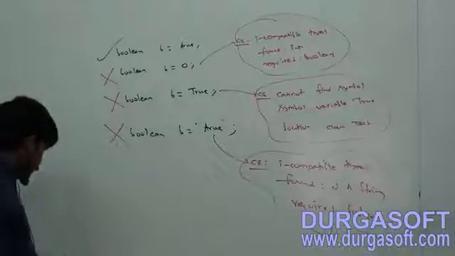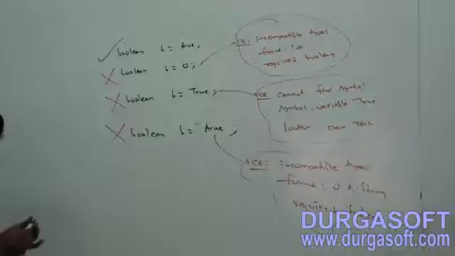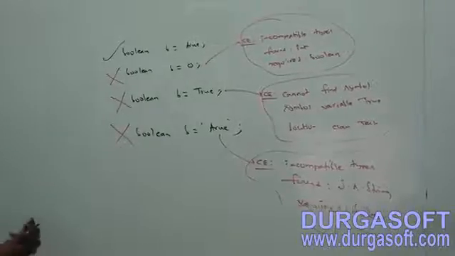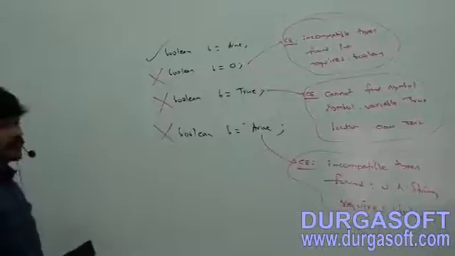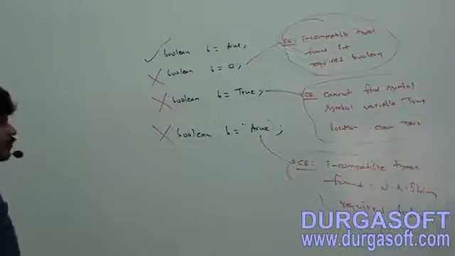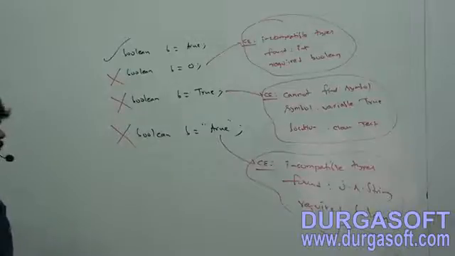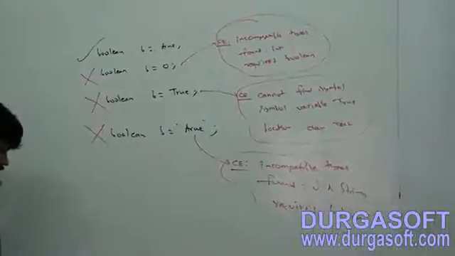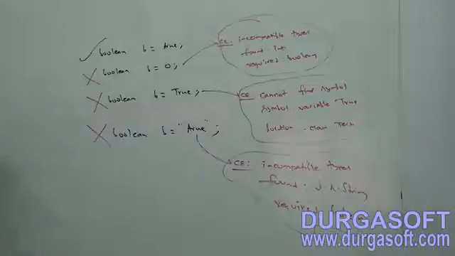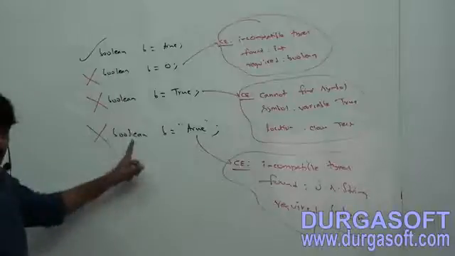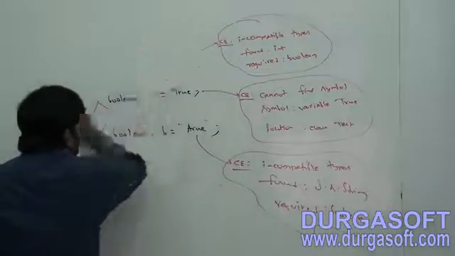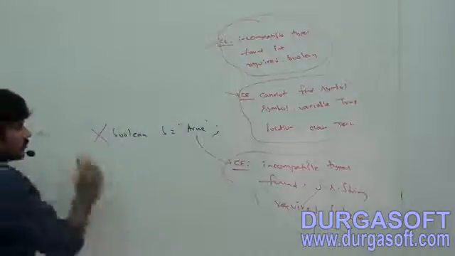Completed, I hope. Clear, right? Boolean b is equal to true. 0 is invalid, capital TRUE is invalid. Completed, I hope. Okay, next one.